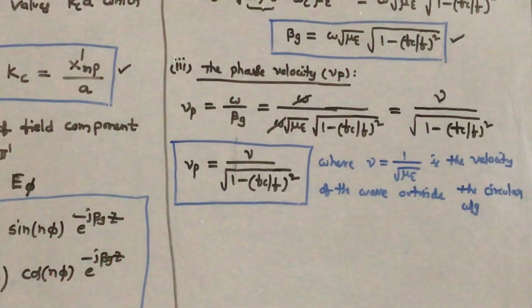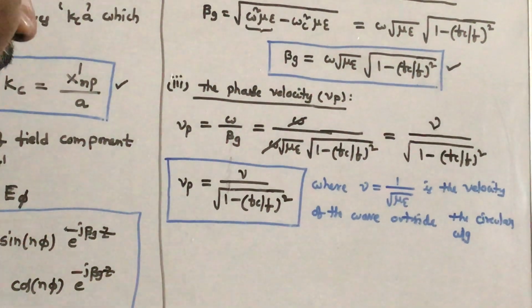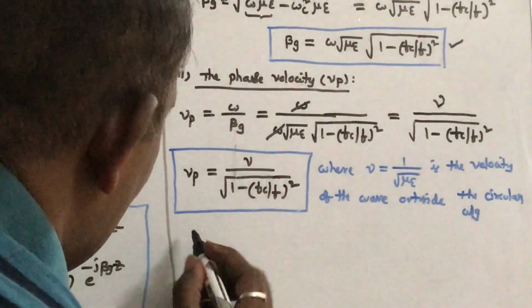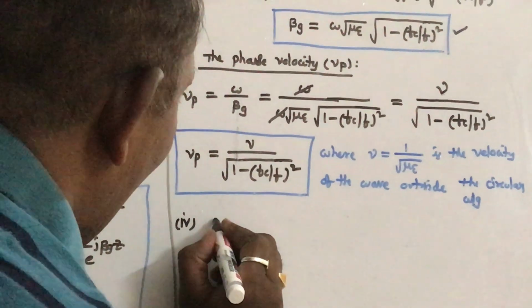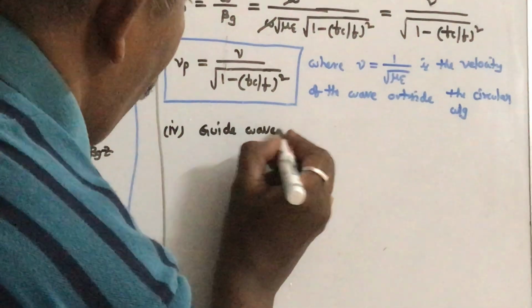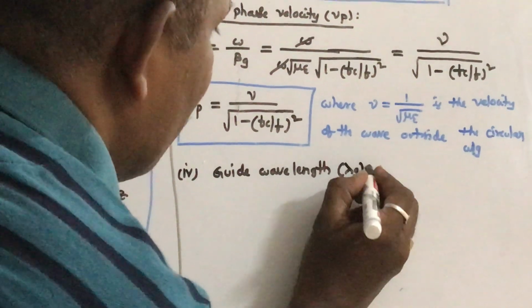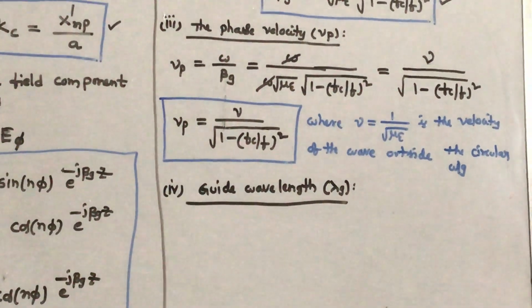So outside the circular waveguide. Later we will discuss the difference between this velocity and the phase velocity. Now the next parameter is the phase velocity. Next, the guide wavelength, another very important parameter, which is represented with lambda g. It is the fourth important parameter.